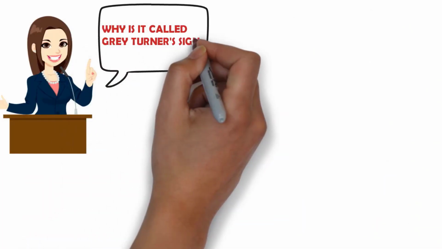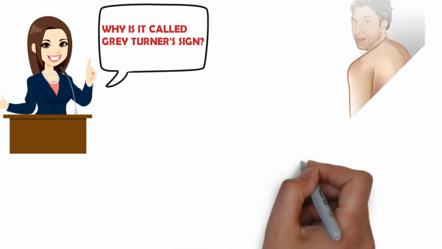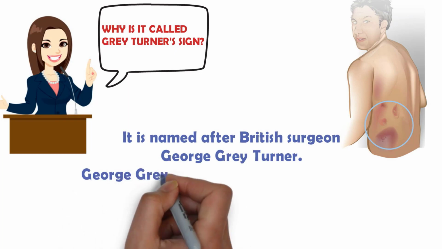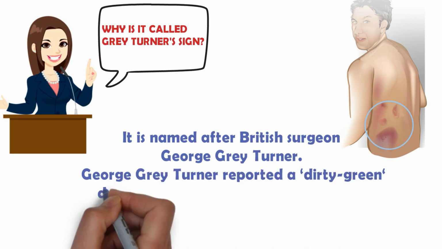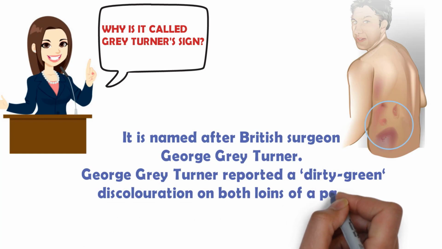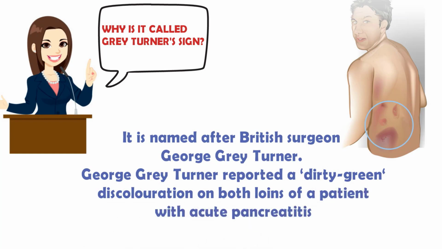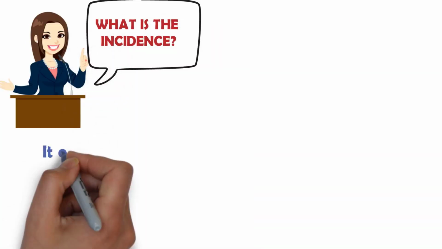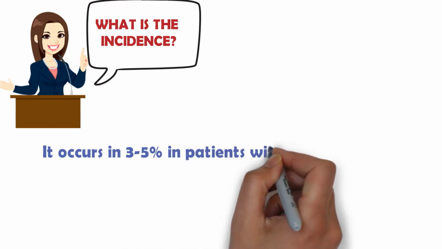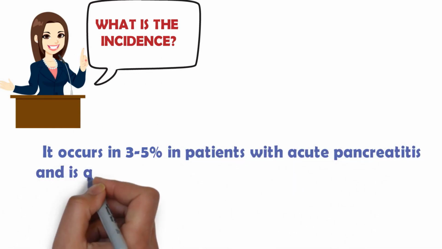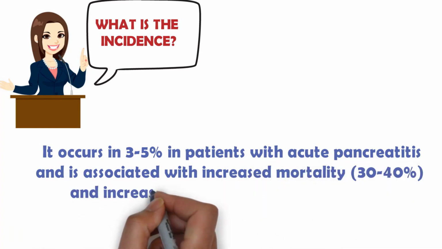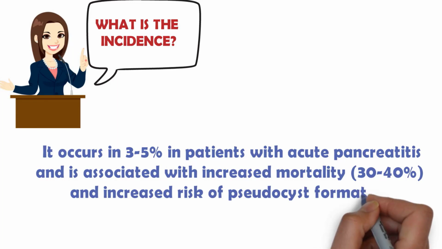Why is it called Grey Turner's sign? It is named after the British surgeon George Grey Turner. George Grey Turner is the one who reported a dirty green discoloration on both loins of a patient with acute pancreatitis. What is the incidence? It occurs in 3 to 5% of patients with acute pancreatitis, associated with increased mortality, that is 30 to 40%, and increased risk of pseudocyst formation.